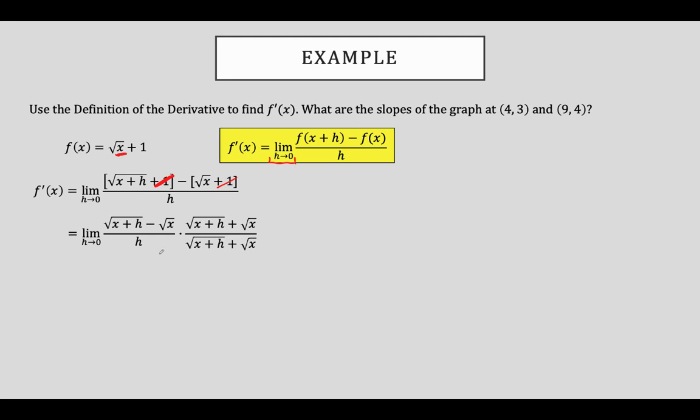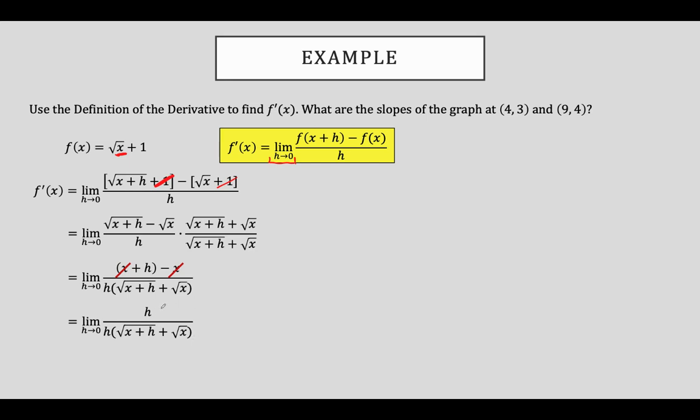Now, nothing is going to simplify in the denominator, so we just leave these as they are in factored form. H times the quantity root x plus h plus root x. So we have the limit as h approaches 0 of x plus h minus x divided by h times the square root of x plus h plus root x. Again, let's begin to do some algebra. In the numerator, x minus x, well, those subtract to 0, leaving us with h divided by h times the quantity root x plus h plus root x.